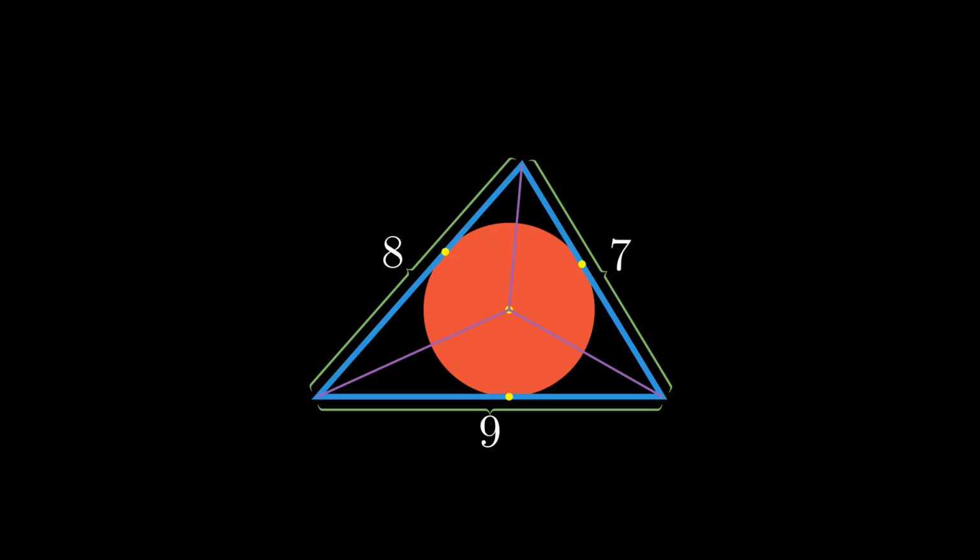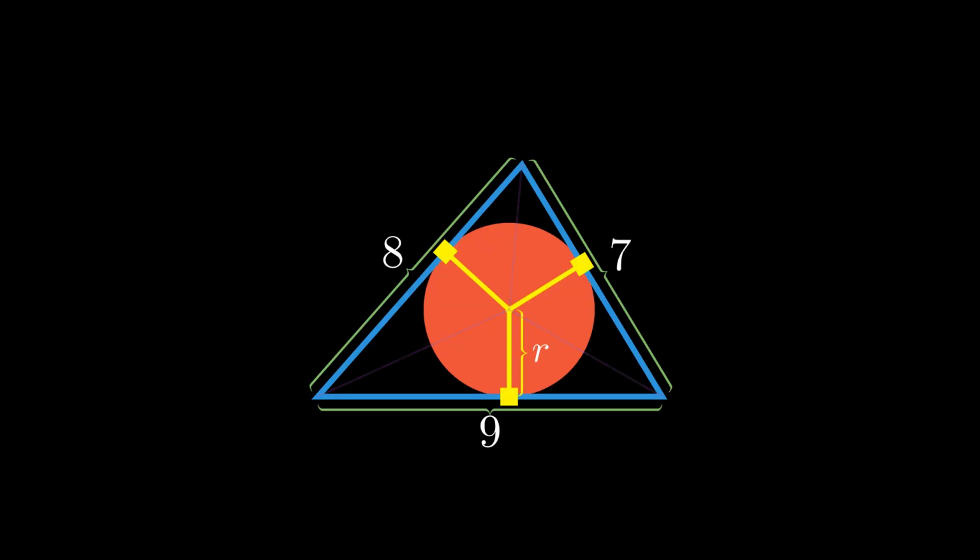To find the area of the incircle, we first need to find its radius. The center of the incircle is called the incenter, which is the intersection point of the angle bisectors of the triangle. A key property of the incenter is that it is the same distance from all three sides of the triangle. This distance is the radius of the incircle, which we will call r. Let's label this radius as r.